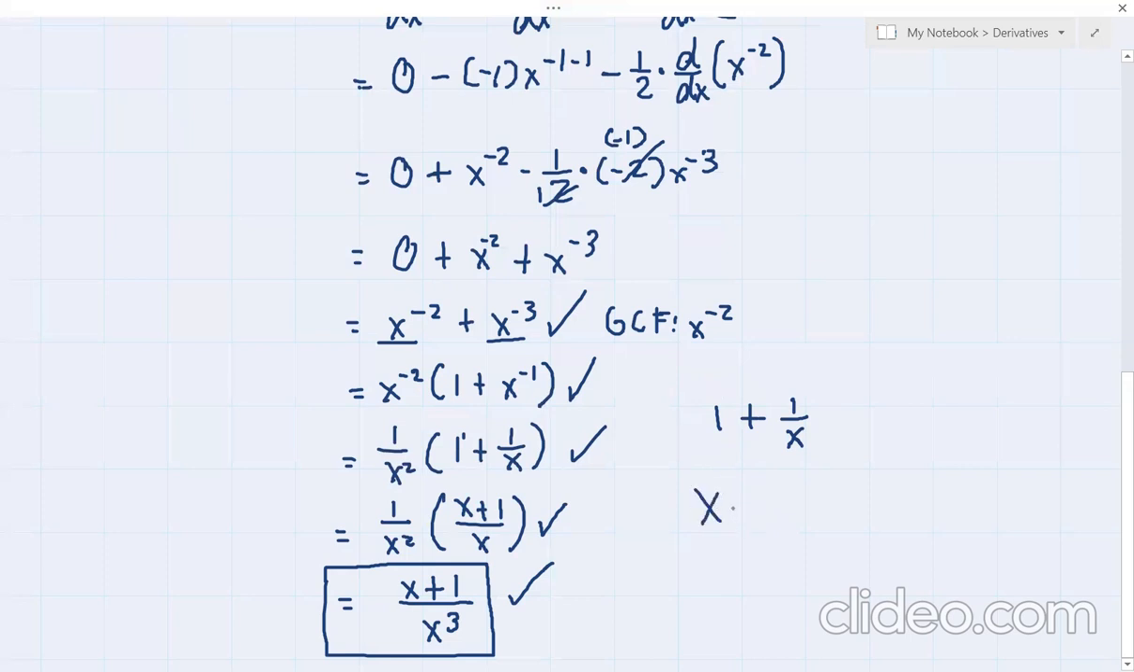Katulad nito, di ba si x? Si x, whole term lang siya. Pwede rin siya magkaroon ng x all over 1, kung ang denominator niya ay 1. Si 2, pwede rin siya magkaroon ng denominator na 2 all over 1. Pwede rin yun. Hence, si 1, magiging 1 all over 1 na lang siya. That's okay. So na yun, ito yung butterfly technique.